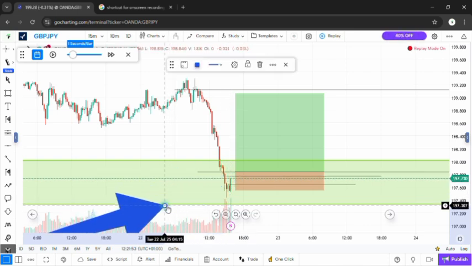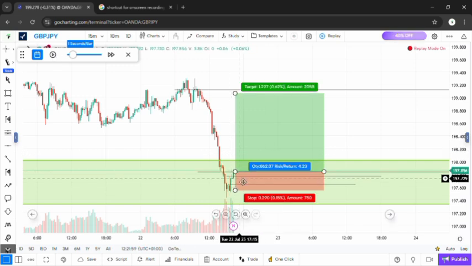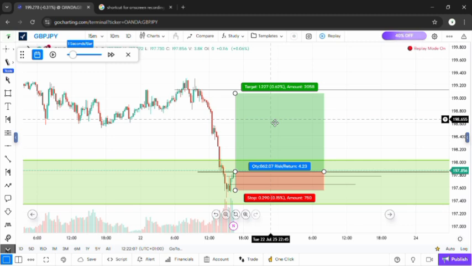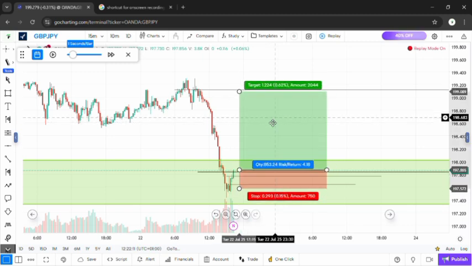This is it. Price closed with full body. Are you seeing it? Price closed with full body. Then my entry should be around that candle close.